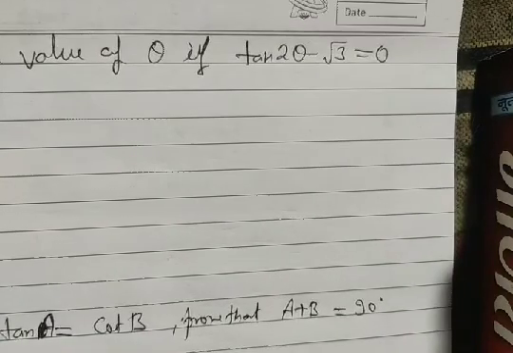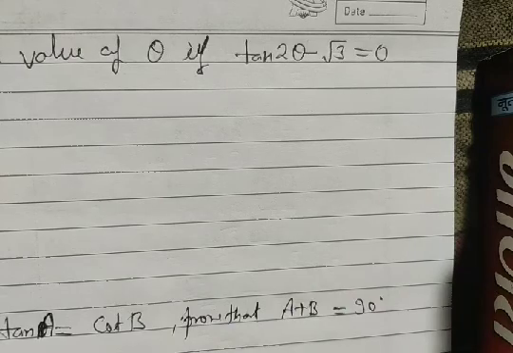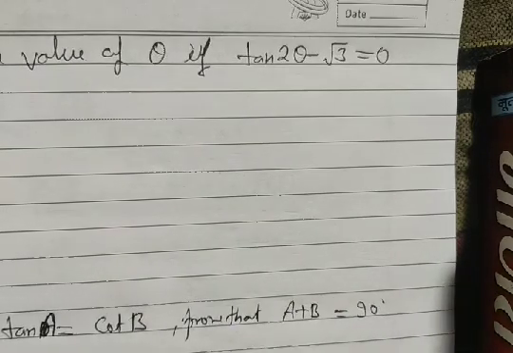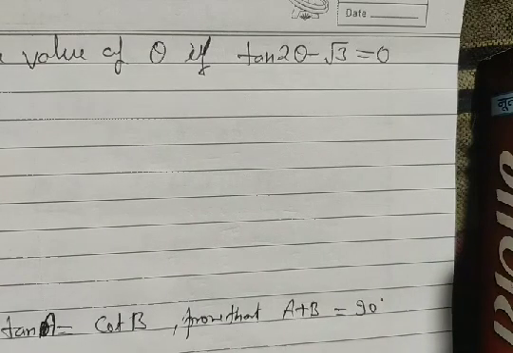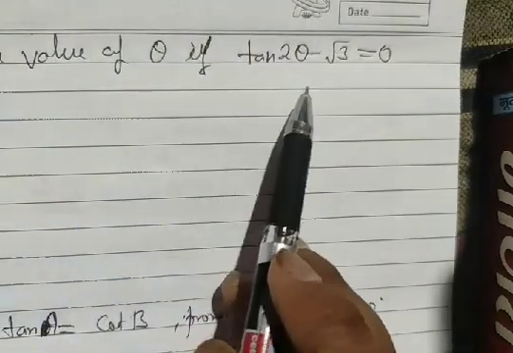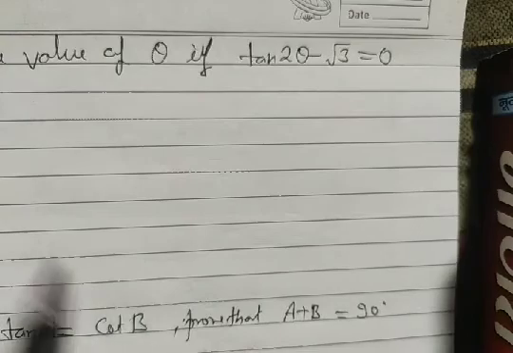Now we have to find the value of theta, if tan 2 theta minus root 3 is equal to 0. It's a problem based on specified angles. I have taken an angle formula problem there, sorry for that. We have taken two problems from the specified angle values, and after that we will move to complementary problems.